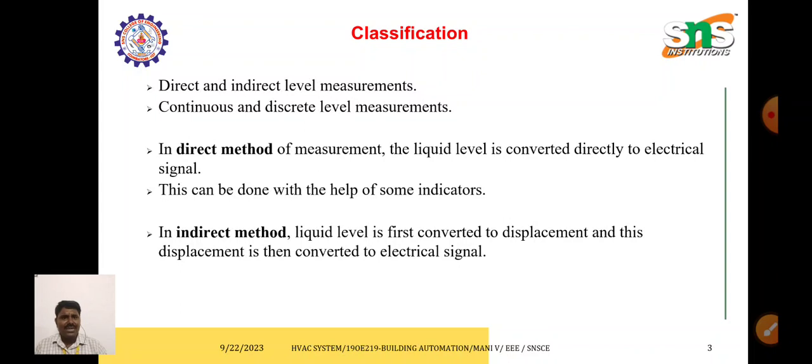If it is a direct measurement, the liquid level is converted directly to an electrical signal. This can be done with the help of some indicator. And if it is the indirect method, the liquid level is first converted into displacement. After that, the displacement is converted into an electrical signal. So this is the indirect level measurement.